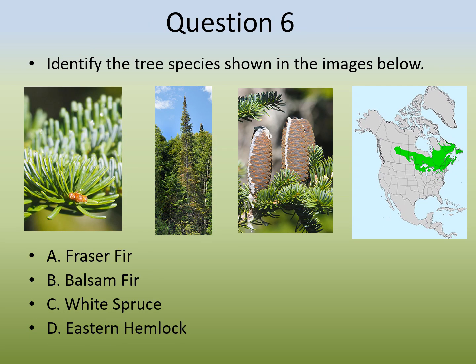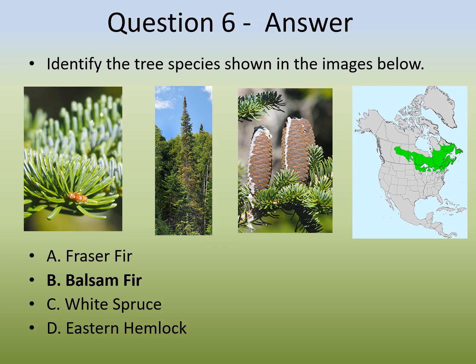Question 6. You can see we have some soft needles and cones growing vertically above the branch and a range of eastern and central Canada and the northeast United States. Is it A, Fraser fir, B, balsam fir, C, white spruce, or D, eastern hemlock? And the answer is B, balsam fir.